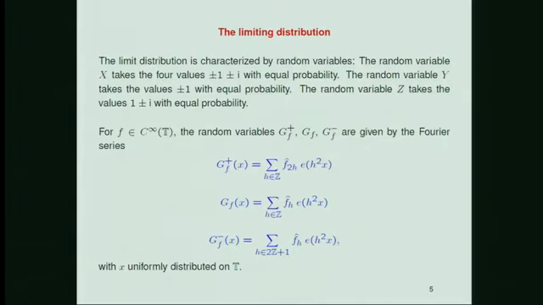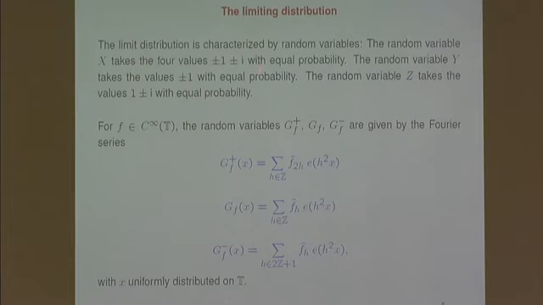So the random variable x takes the 4 values plus or minus 1, plus or minus i, with equal probability, and the random variable y takes the values plus or minus 1 with equal probability, and the random variable z takes the values plus or minus 1, plus or minus i, with equal probability. All the g's here are defined by the random variables, and the f hats are just the Fourier coefficients of these functions. And again, x is uniformly distributed on T, the unit circle.